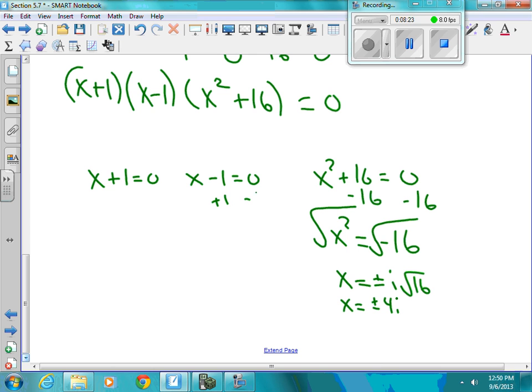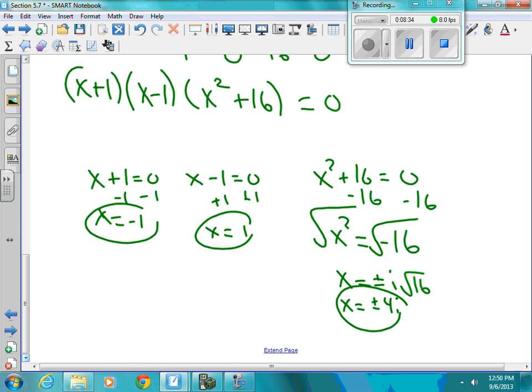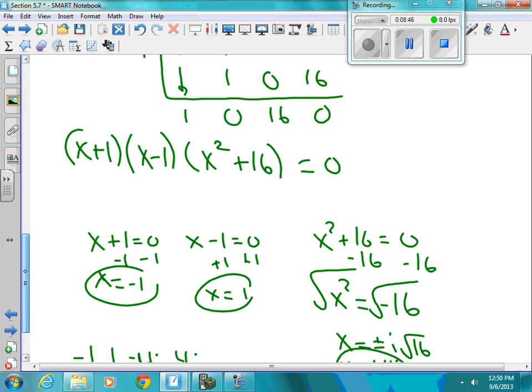Over here, these are the more straightforward ones. X equals 1. We already knew those. Subtract 1. X equals negative 1. We got those answers already. So the solutions are negative 1, positive 1, negative 4i, and positive 4i. And we would never get the negative 4i and positive 4i from the graph. We could only get those by factoring it out.